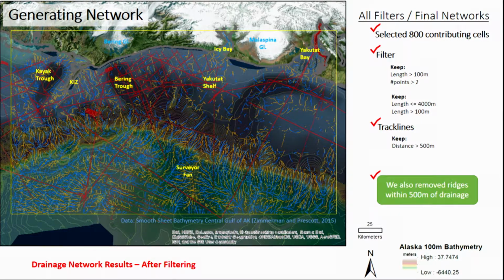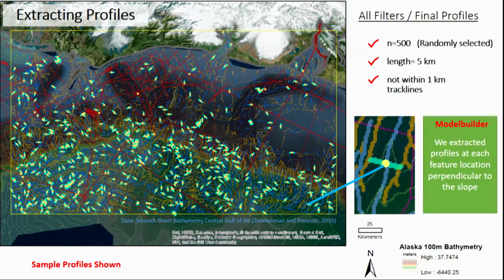We used 800 contributing cells, and we used several filters in order to make this a more realistic drainage network. The idea here was that we wanted to extract profiles within our drainage network. So we created 500 locations, and we took profiles at each location. I executed this in Model Builder, and I had a talk last year about how I did that. You can see an example here of one of these profiles.